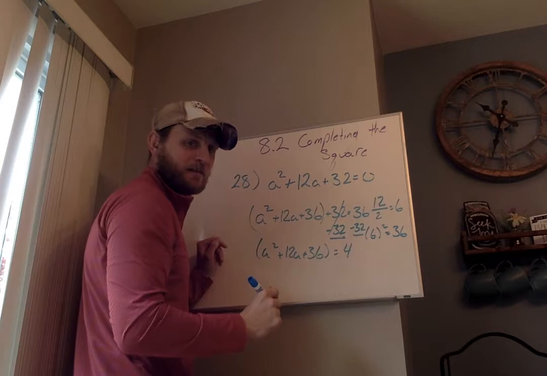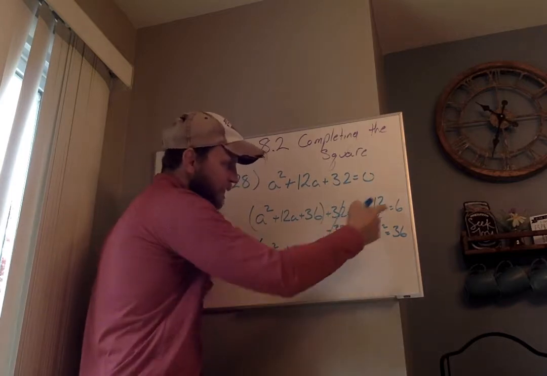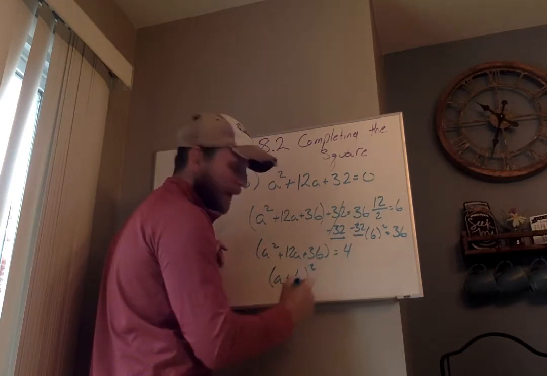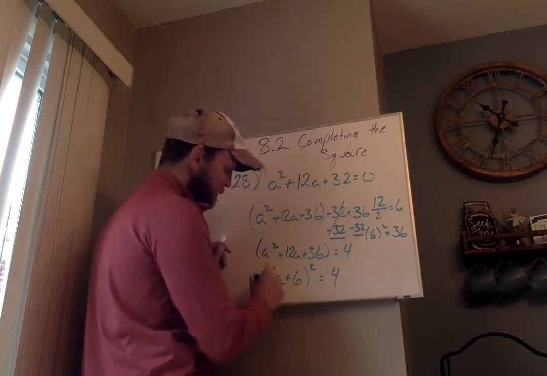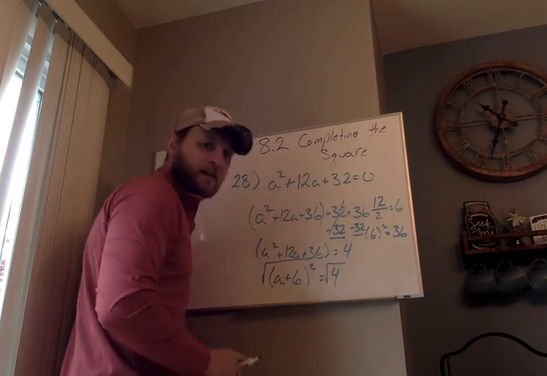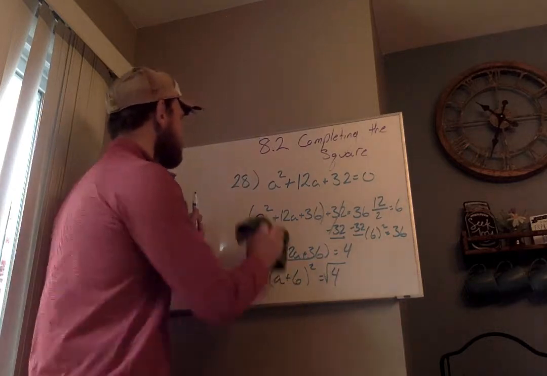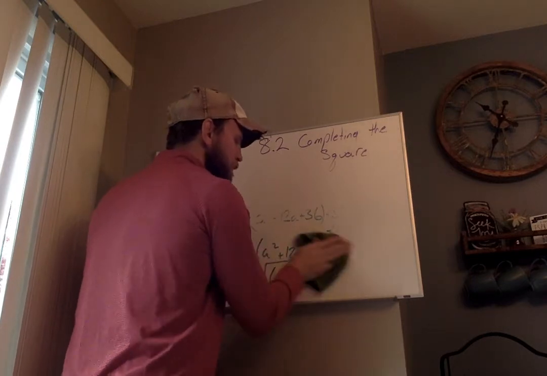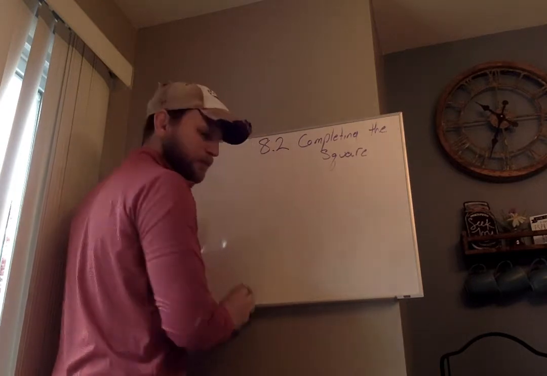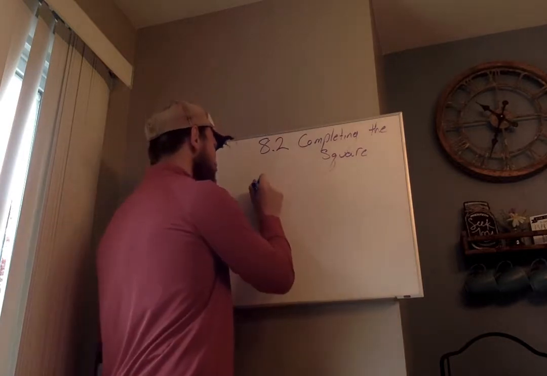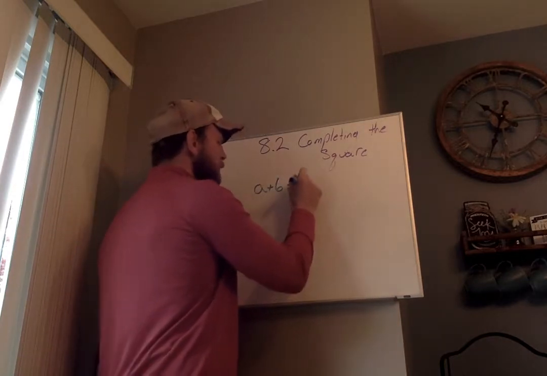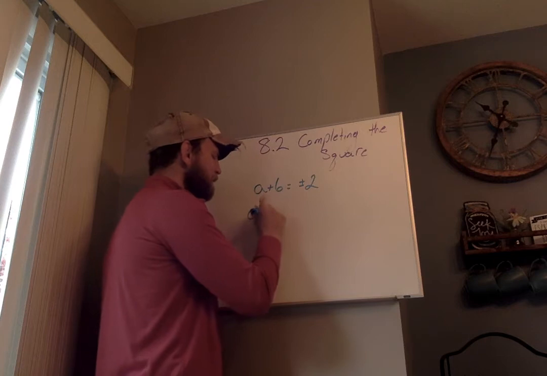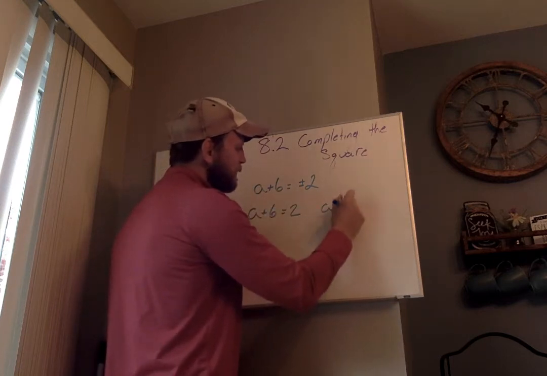All good? Now, this number comes into play. So this factors to (a + 6) squared equals 4. Now I can take the square root of that. That was a plus 6 equals plus or minus 2, because the square root of 4 is 2. So I have a plus 6 equals 2, and a plus 6 equals negative 2.